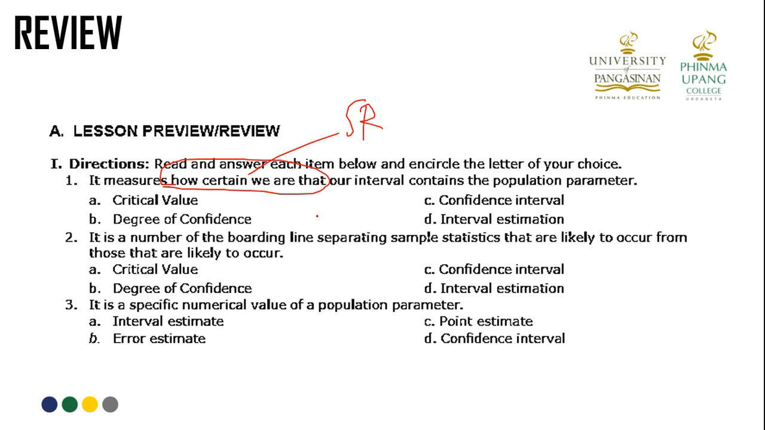Number 1, is it critical value? Is it degree of confidence? Or confidence interval? Or interval estimation? Letter B po. Letter B. It is a degree of confidence. It could be a degree of confidence or confidence level.